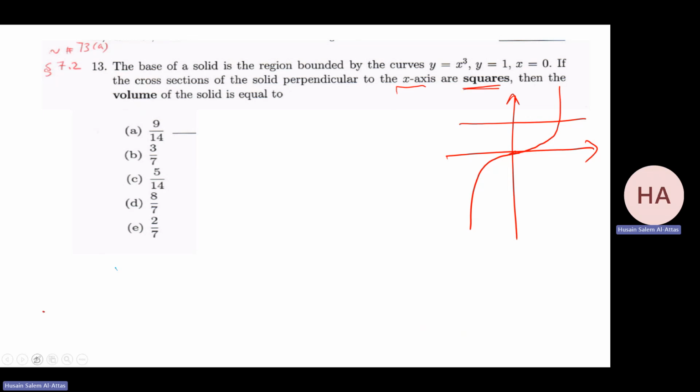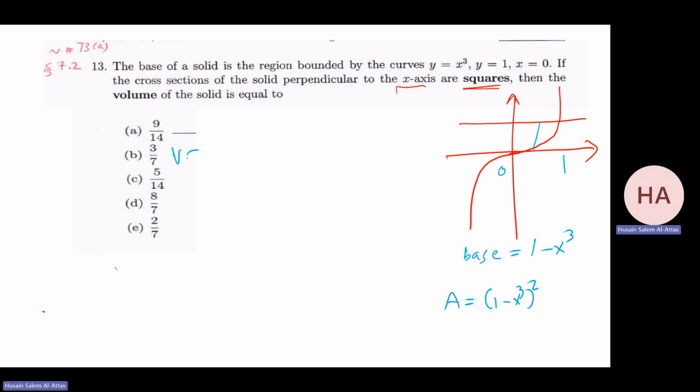I have a square, so I need the base. It will be like this. So the base will be what? The base will be 1 minus x cubed. And the area will be the base squared, which is (1 minus x cubed) squared. From where to where? From 0, to when y equals 1, x equals 1. 0 to 1.